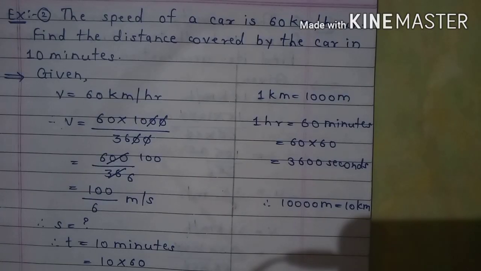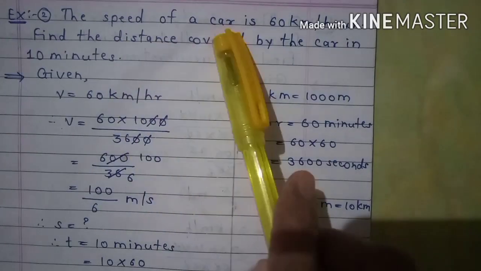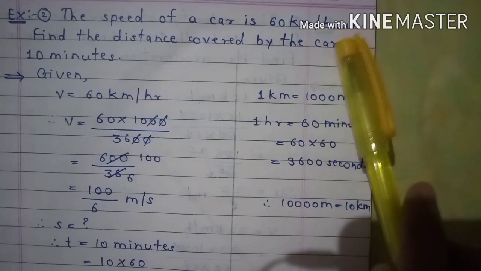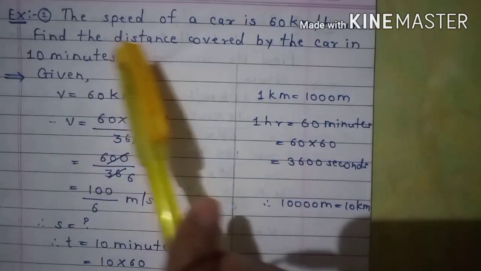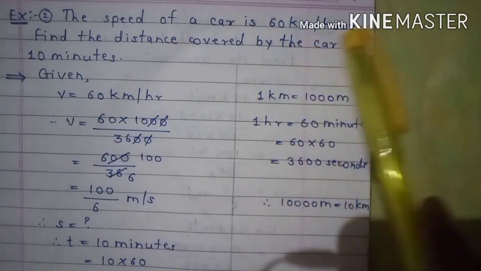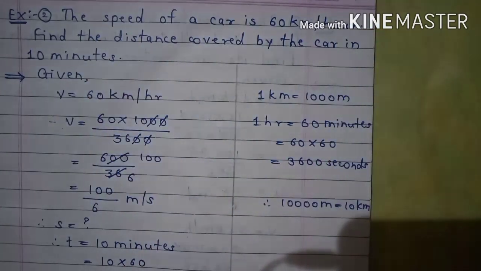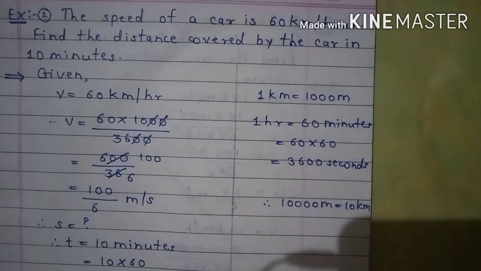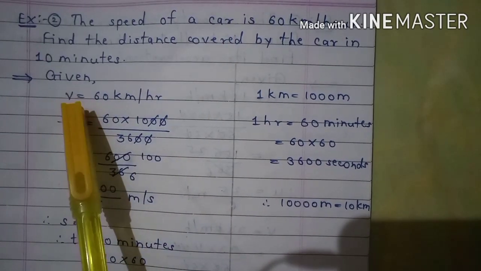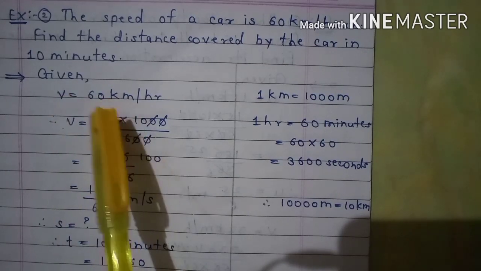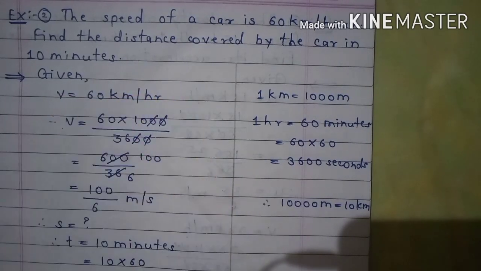Now example number 2. The speed of a car is 60 km per hour. Find the distance covered by the car in 10 minutes. So here we have to first of all write down the given things. Speed of the car is given, children, that is V is given. So V is equal to 60 km per hour.